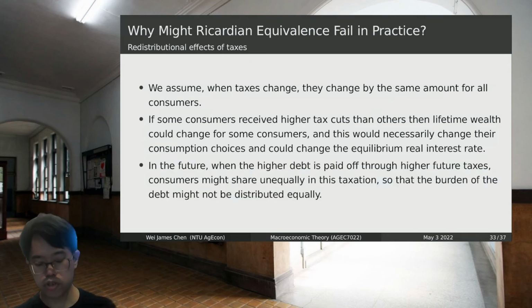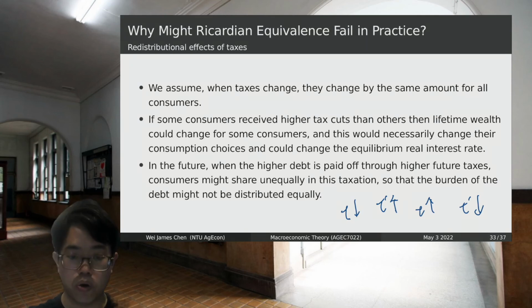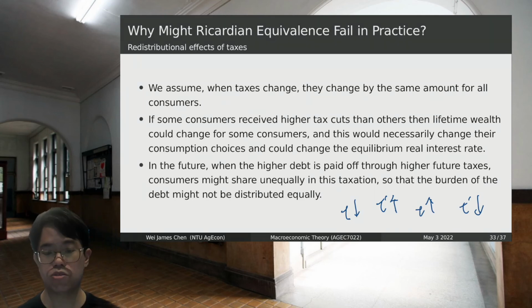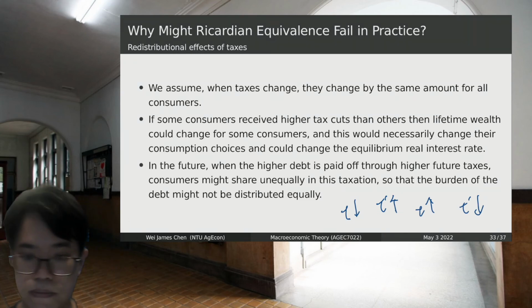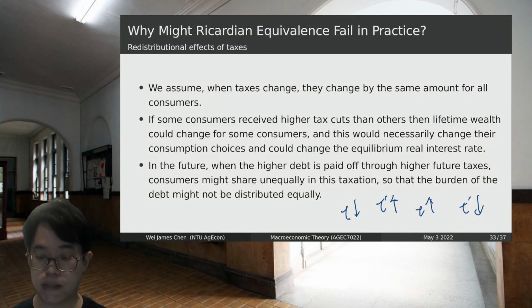And in the future, when the higher debt is paid off through higher future taxes, consumers might share unequally in this taxation, so that the burden of this debt might not be distributed equally. So T increases and T prime decreases, T decreases, T prime increases. We are assuming that this is equally distributed among all consumers. That's why it has this Ricardian equivalence. But if this is not the case, then the interest rate might change. And then everything's different.